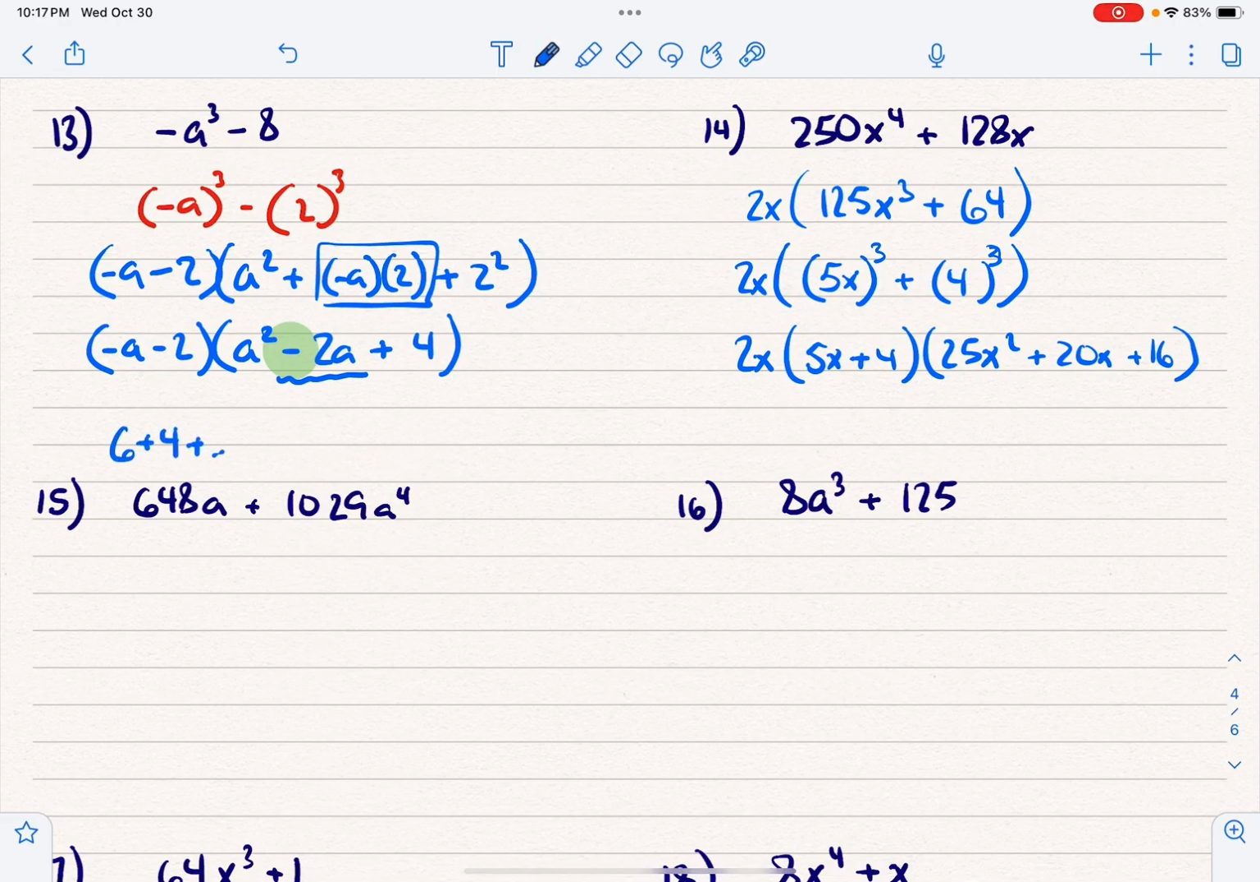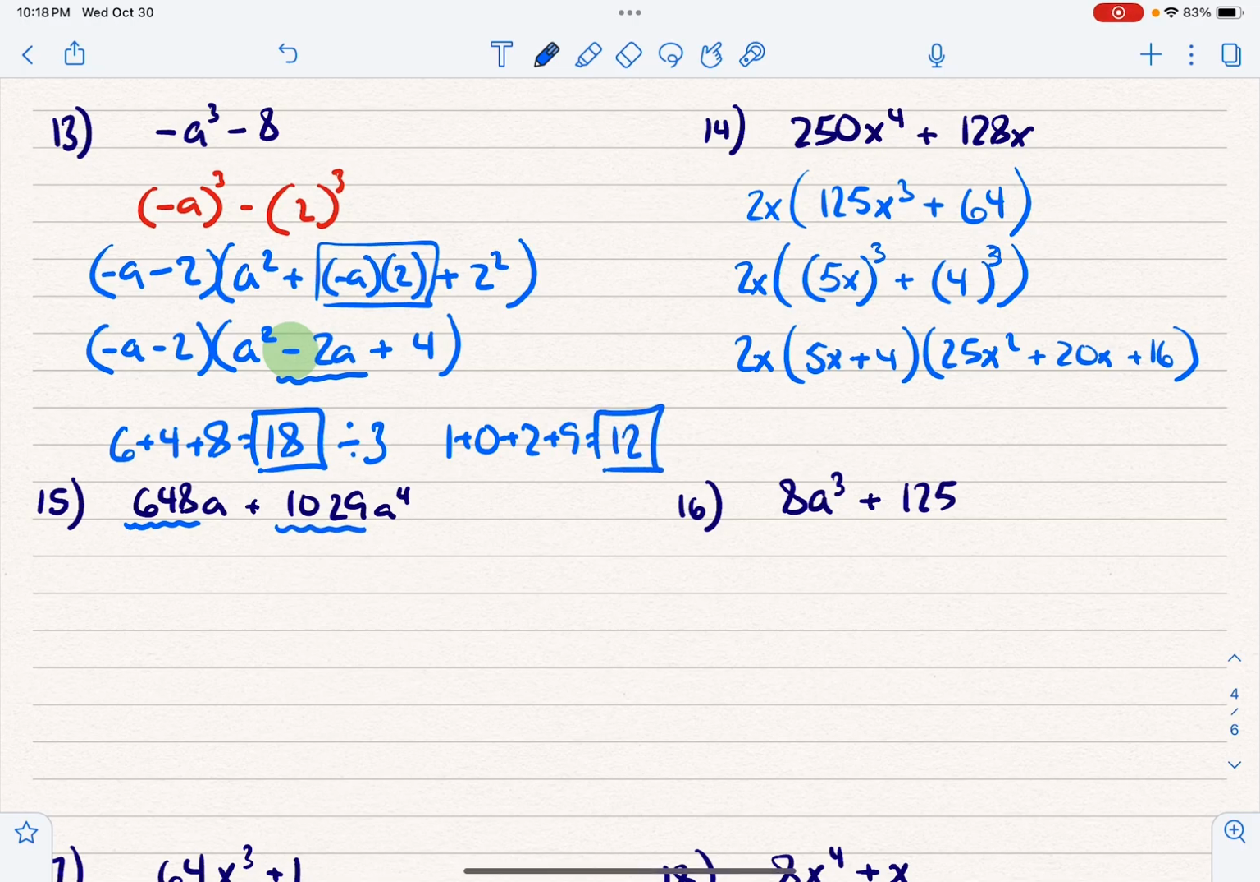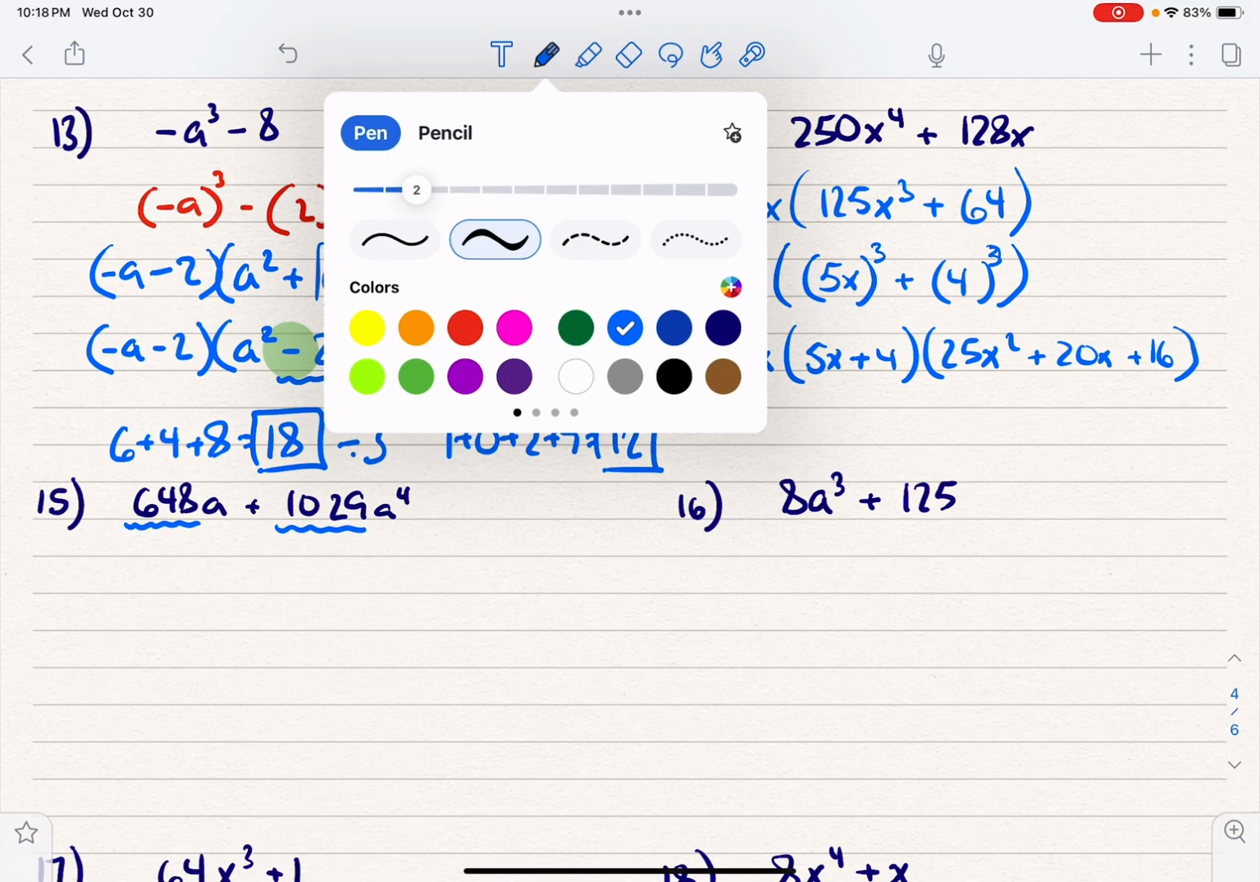But you can say, what's 6 plus 4 plus 8? And the answer is 18. And that number is divisible by 3, so therefore this number is divisible by 3. 1 plus 0 plus 2 plus 9 is 12. That number is divisible by 3, so therefore this number is divisible by 3. That's a little trick that a lot of you probably know.